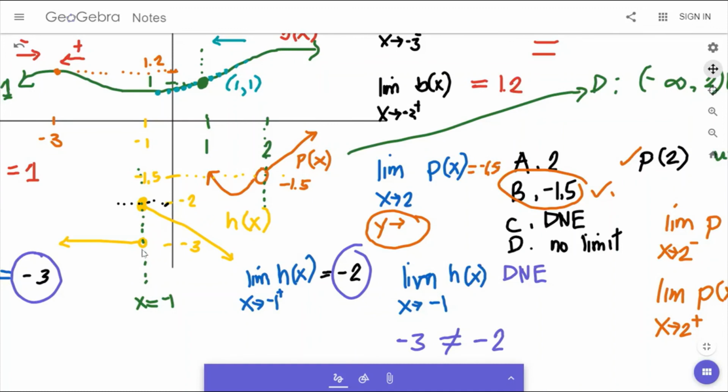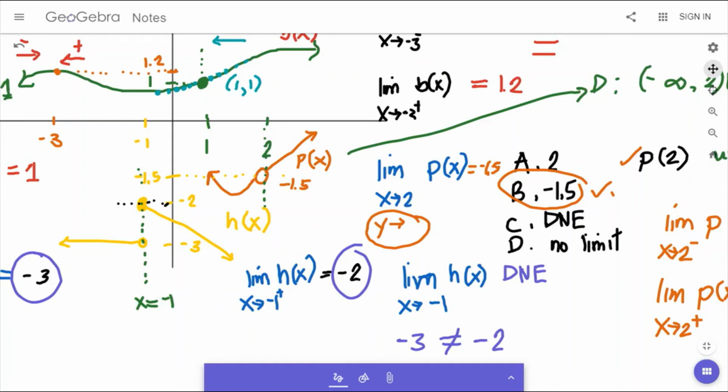Nag-connect ba ang graph na ito from negative 1 to... Can we see them connected from each other? No. Okay? There is a disconnection. Pero ang nakikita nyo sa graph ni P of X, can you see them connected? Okay, in the idea of limit process, yes, they are, because they are approaching the same number, and that is negative 1.5. But when it comes to the idea of the graph of the function itself, they are disconnected, sir. Kasi P of 2 is undefined at that case.